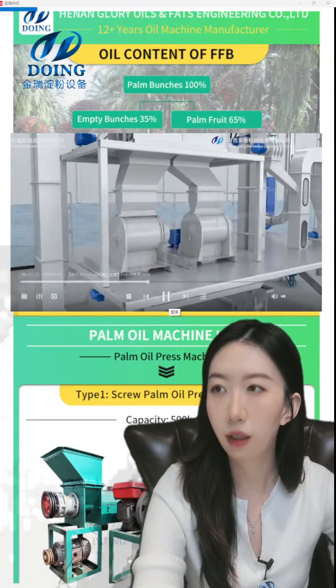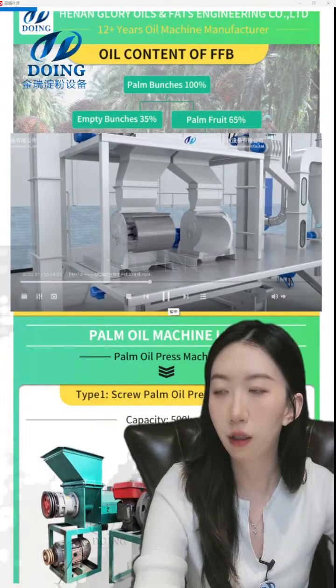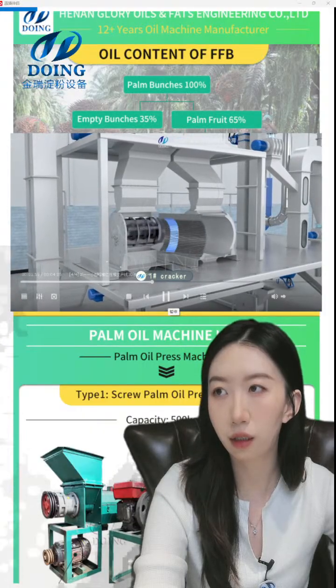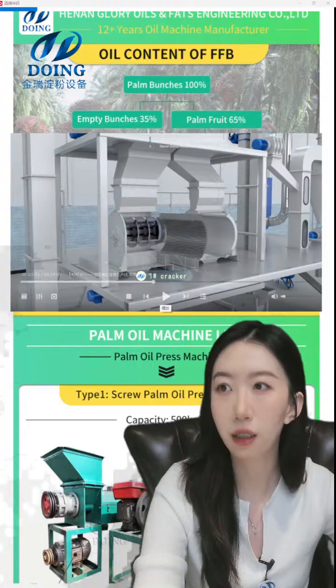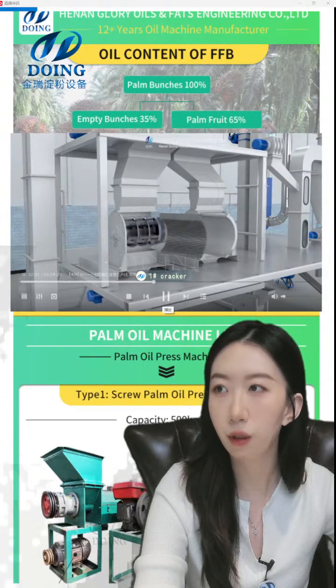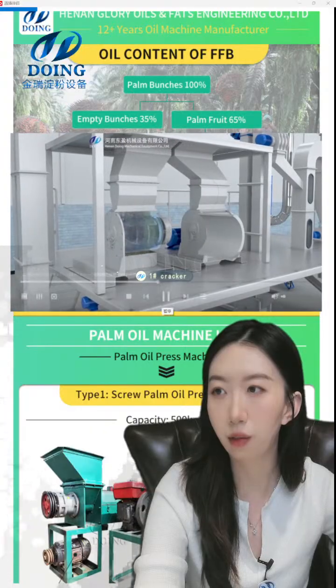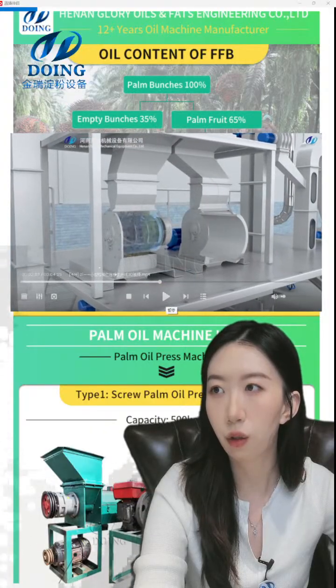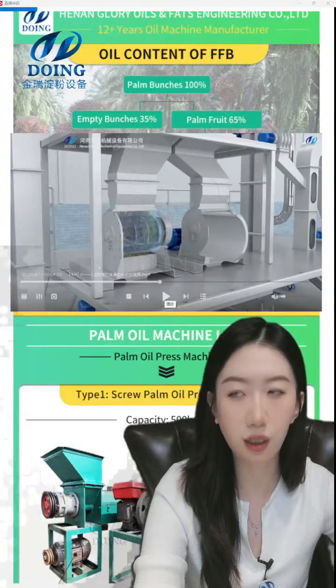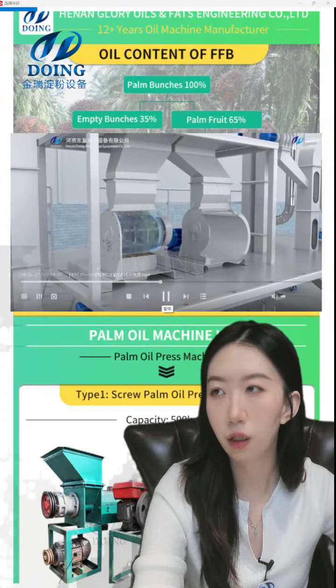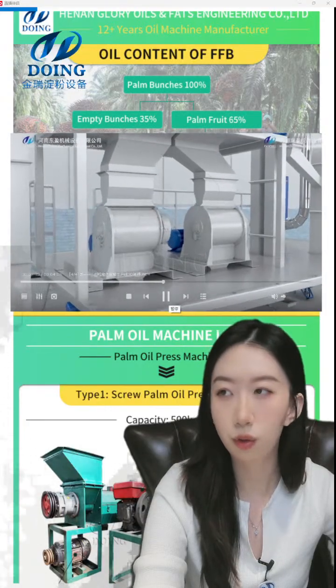After splitting, the palm kernel nut will enter the cracker. Remove palm kernel nut shell.